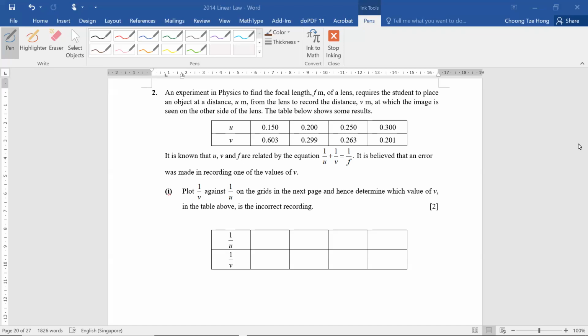Hi students, in this video I'll be going through the 2014 O-Level Paper 1 question 5. Alright, so this is a question on linear law. Okay, so let's read the question.